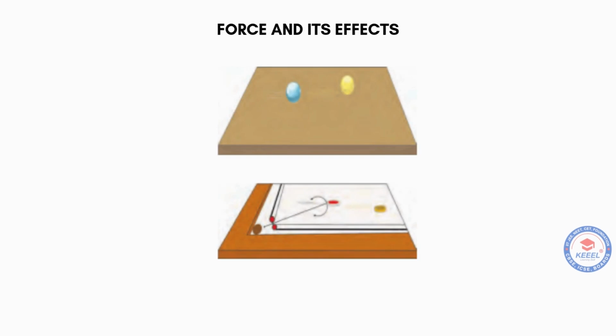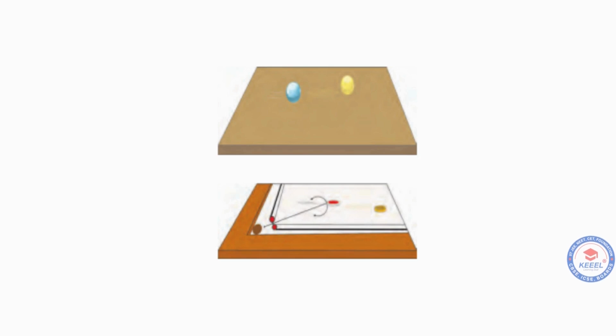Force and its effects. What is force? Force is a push or pull applied to an object. Force is needed to start or stop something, or even to change its shape. Effects of force. It can move a resting object. It can stop a moving object. It can speed up, slow down, or change direction. It can change the shape of an object.